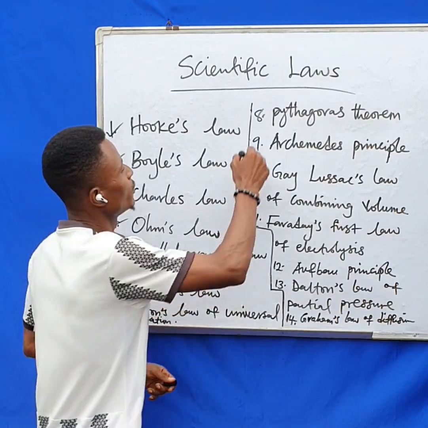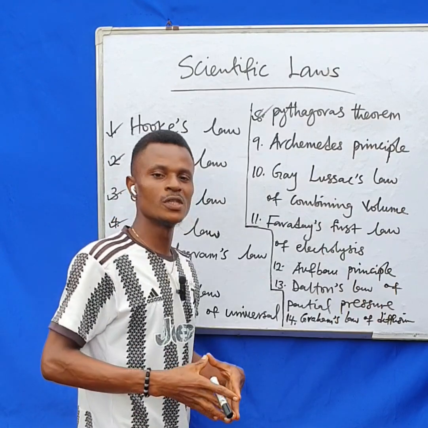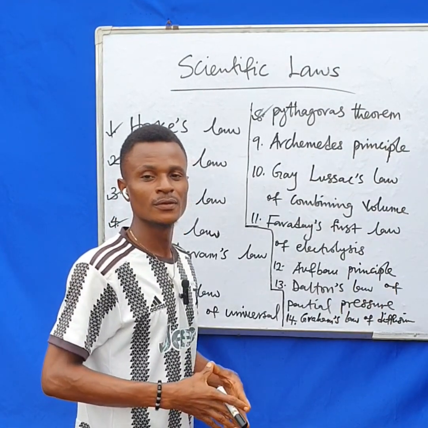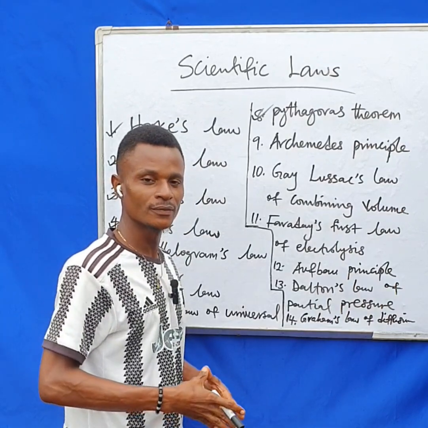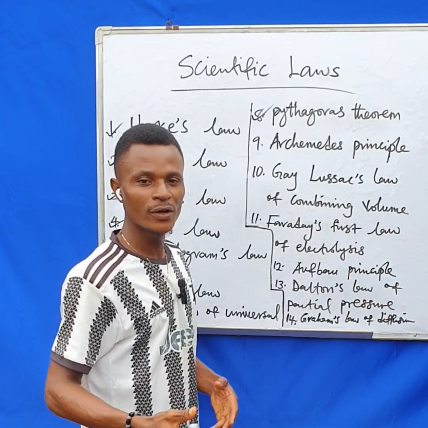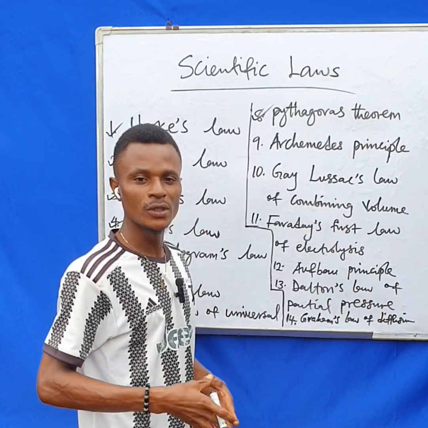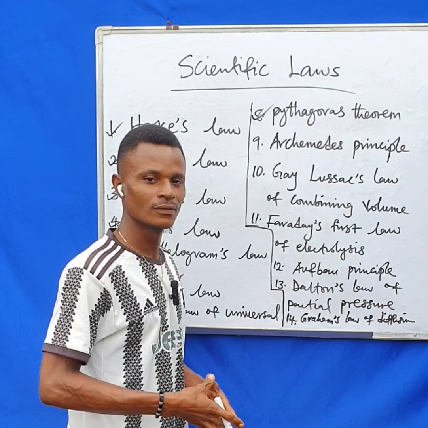Now, the next on the list is Pythagoras' theorem. Pythagoras' theorem is found in mathematics. The topic you can find this theorem is trigonometry. Pythagoras' theorem states that in a right-angled triangle, the square on the hypotenuse is equal to the sum of the squares on the other two sides.